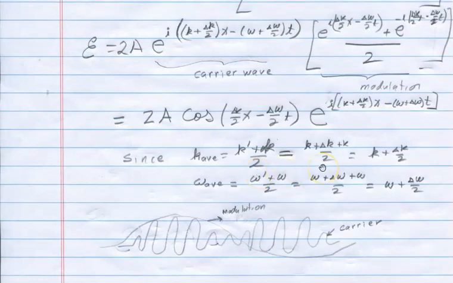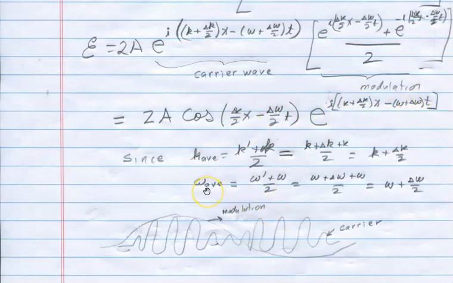Now I can take a look at these, and if you look at the average value of k, that's k prime plus k over 2, and this one is k plus delta k is k prime, so I get 2k plus delta k over 2. That's this factor here, which is really just the average value.